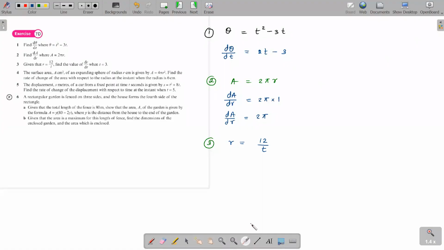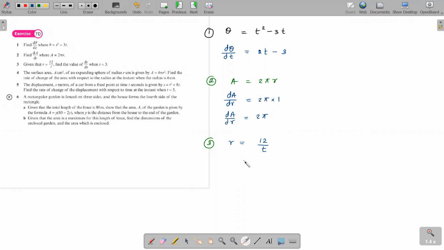So we have here r equals 12 over t. So when you say r equals 12 over t, what happens? Can we differentiate while t is in the denominator? No, right? So we need to bring t to the numerator. Remember, you cannot just differentiate t in the denominator and put a 1. That is completely wrong. To differentiate, always your variables must be in the numerator.